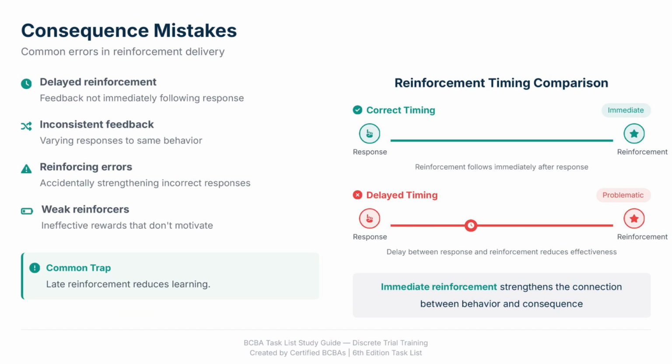This slide focuses on common mistakes in consequence delivery. One of the biggest issues is delayed reinforcement, which reduces the effectiveness of learning. Another is inconsistent feedback, where the same behavior is treated differently across trials. Reinforcing incorrect responses is another major error, as it strengthens the wrong behavior. And finally, weak reinforcers may fail to motivate the learner. The key principle is that immediate and consistent reinforcement strengthens learning.